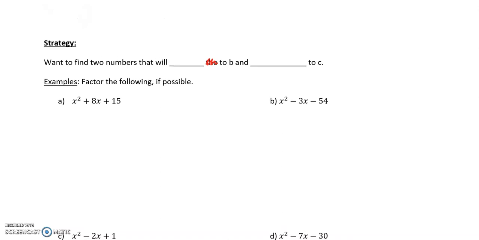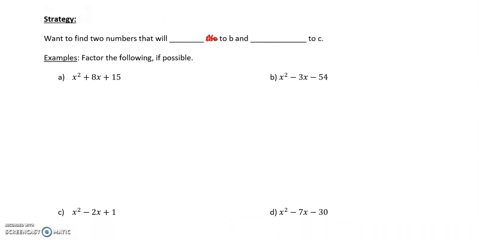So the strategy that we're going to start off with here is we want to find two numbers that will add to b and multiply to c. Add to b and multiply to c. And so how we're going to do that is we're going to write a little t-chart here. We're always going to do this for these types of questions, where we say two numbers that are going to add to something. In this case, they're going to add to 8. That's the b term. There's the b and there's the c in this one. And they're going to multiply to 15.